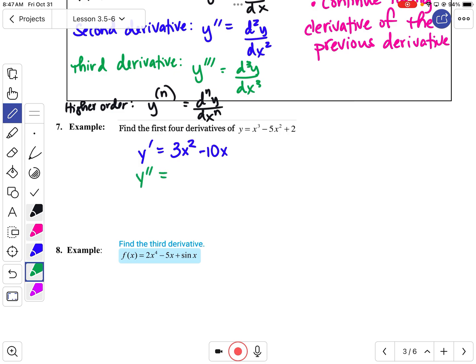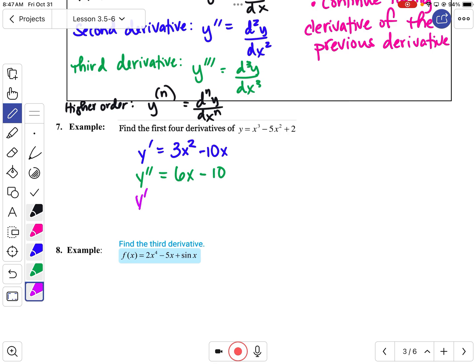So then we want to do the second derivative. So y double prime, and we're just going to take the derivative again. You need to label your derivatives appropriately, okay? Don't just put a bunch of expressions down, all right? Derivative of 3x squared, and derivative of 10x, minus 10.